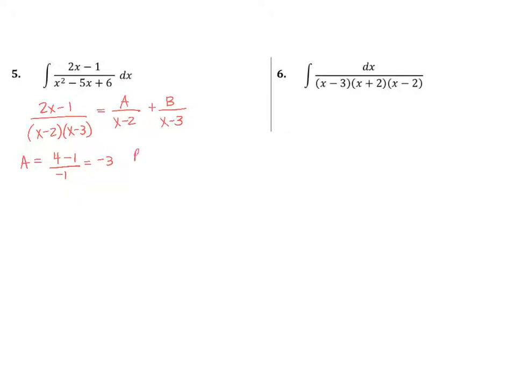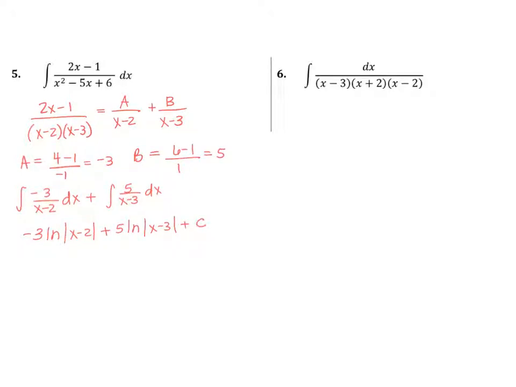To find b, we are going to plug in a 3, so that's going to give me 6 minus 1 over 1, so that's going to give me a 5. And so here we're going to integrate negative 3 over x minus 2 dx plus integral of 5 over x minus 3 dx. And so we have negative 3 natural log absolute value of x minus 2 plus 5 natural log absolute value x minus 3, and then plus c. All right, the next one.